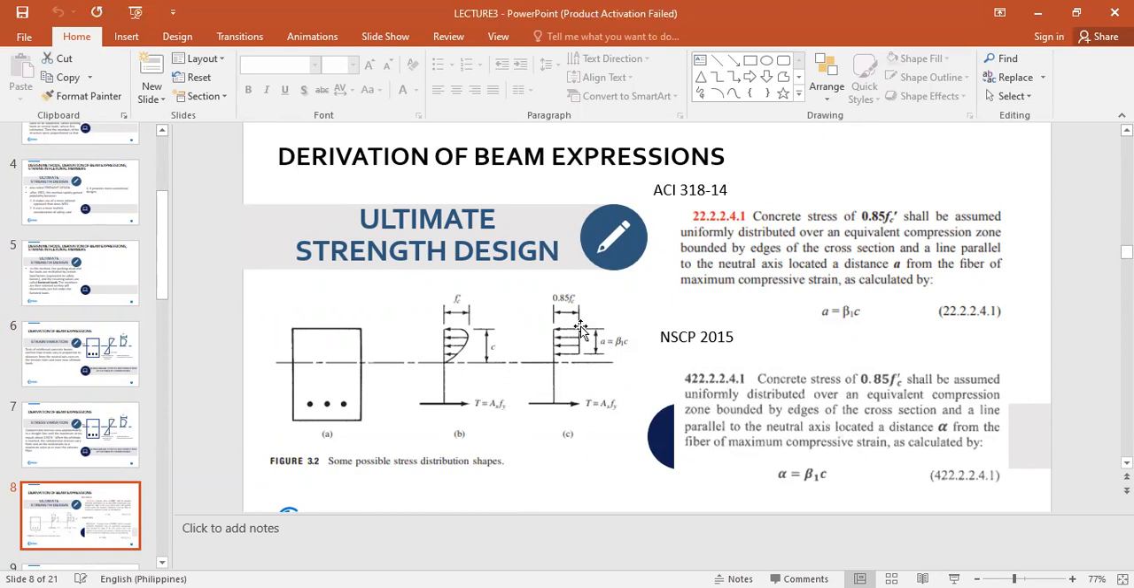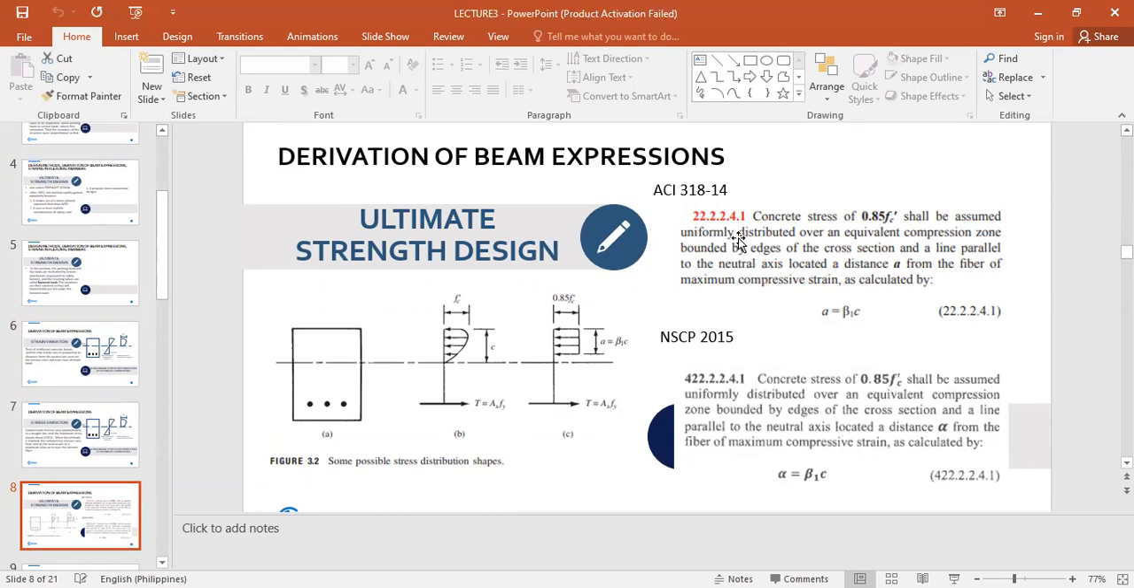Under this, the curved figure has been converted into a rectangular one, wherein your fc prime in this portion would now be 0.85 fc prime. And we have the portion considered as a distance a, which is equivalent to beta 1 times c. And again, we have the tension force, which is equivalent to As fy.